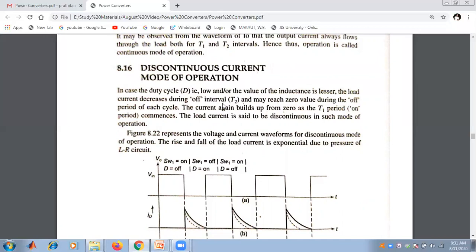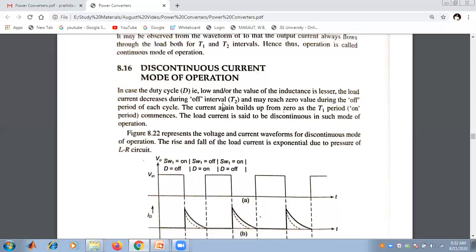If the value of the inductor that we have considered is less, then unlike what we have seen in the previous case, where the current decays but does not reach zero, here the current may reach the zero value during the off period of each cycle. The current again builds up from 0 during T1, that is the on period.